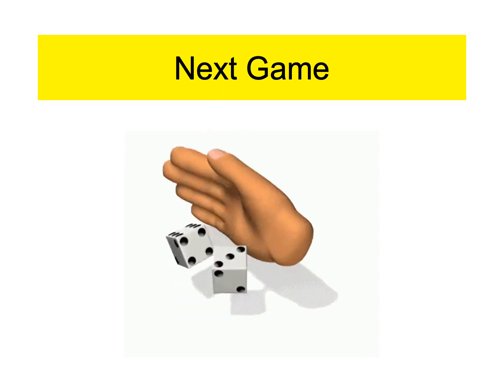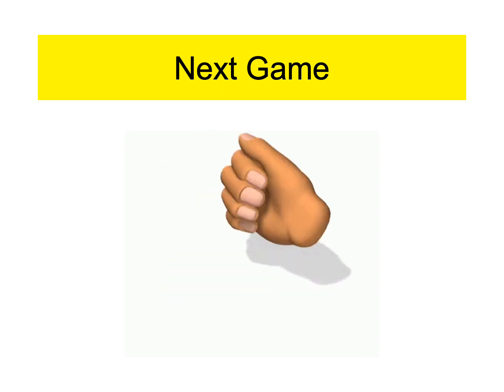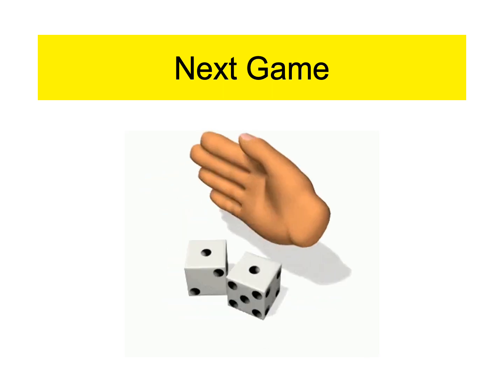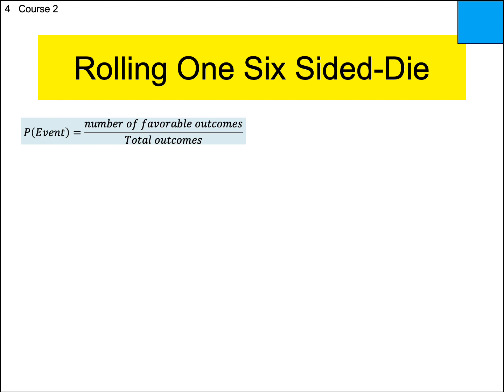Okay, once again, I am not teaching you how to gamble here. We are using games to illustrate this concept of probability. All right, so we're going to roll one die. Eventually we'll get to 2, but we'll do 1 die first. All right, what's the probability of getting a 5?